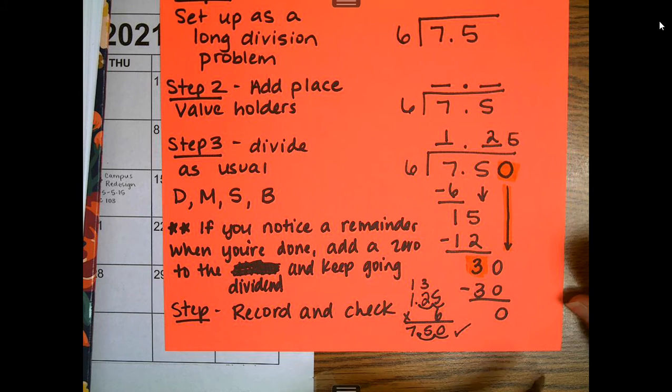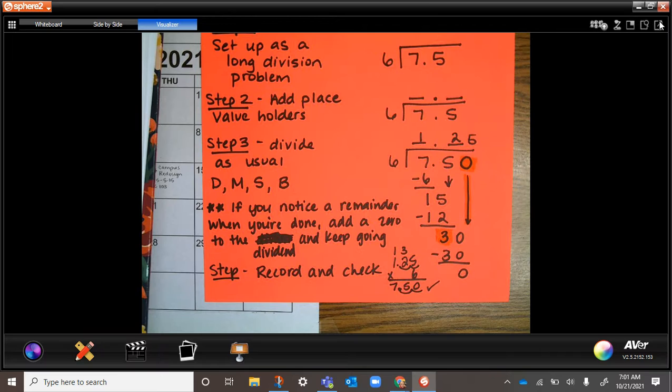If it didn't and we still kept having a remainder, we would just continue adding those placeholder zeros, and we would just keep going. And then we recorded and we checked our answer, and it worked out. So we are feeling confident that our answer is correct.